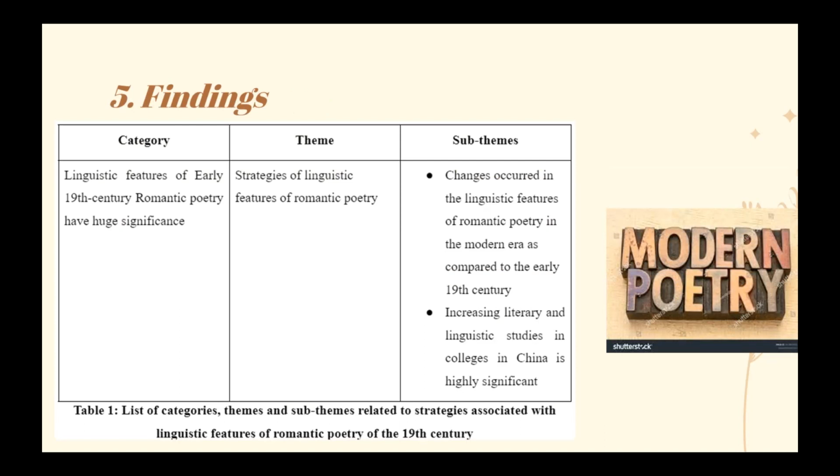And the next part, findings. As we can see from the table, the list of category, theme, and sub-theme related to strategies associated with the linguistic features of Romantic poetry of the 19th century. The sub-themes are, the first one, the changes that occurred in the linguistic features of Romantic poetry in the modern era as compared to the early 19th century. The second is that increasing the literature and linguistic studies in colleges in China is highly significant.